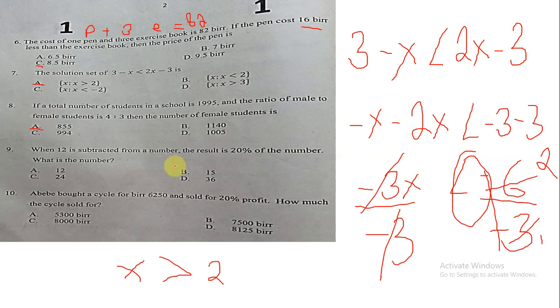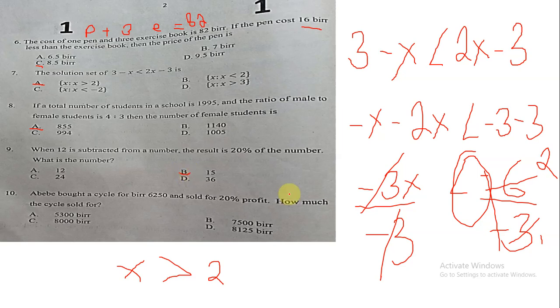Now question number 9, when 12 is subtracted from a number, the result is 20% of the number. What is the number? Twelve minus x is equal to 20%. That means 12 minus x is equal to 20 over 100. Then when you multiply 8 and divide 8, you will find 15. It will be the answer.